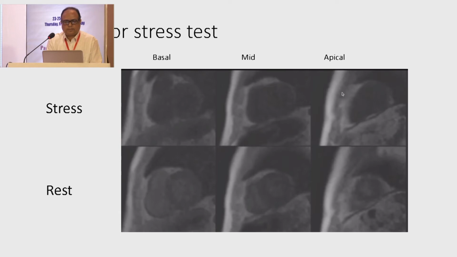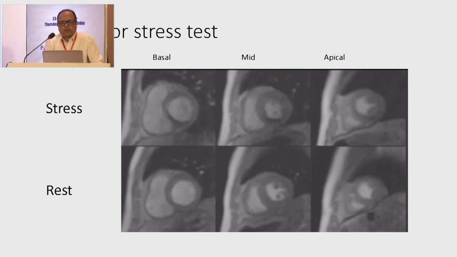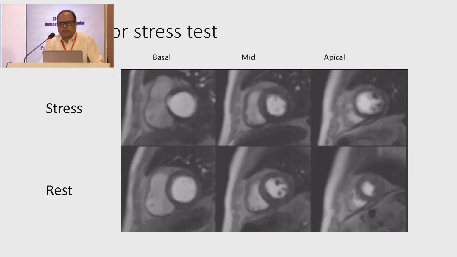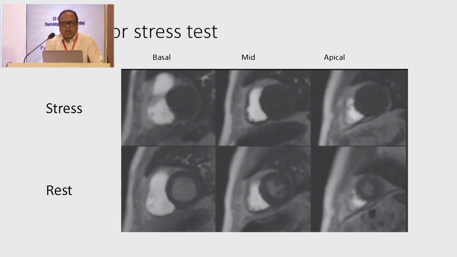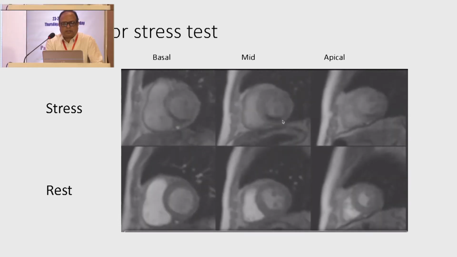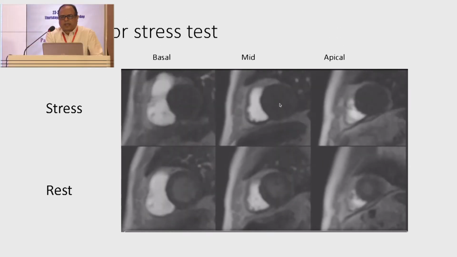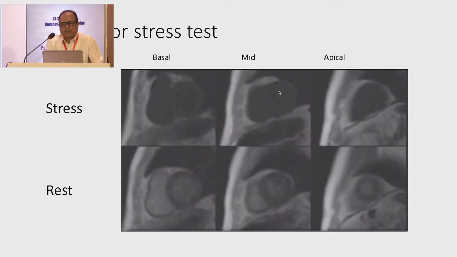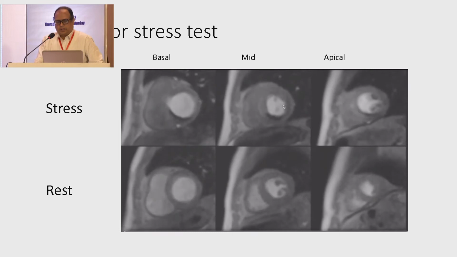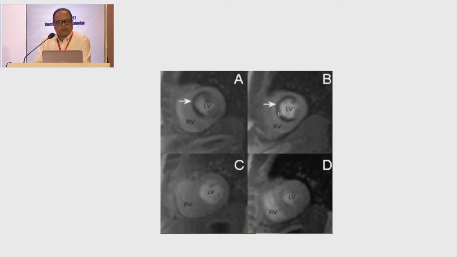Let's see how the CMR perfusion study looks here. The upper panel shows the stress study and the lower panel shows the rest study. Look at the upper panel. There is hypoperfusion in the basal inferior, mid-inferior, and apical inferior wall. And in rest condition, there is no perfusion defect. So it is indicative of inferior ischemia as evidenced by the stress test. There is RCA territory ischemia.